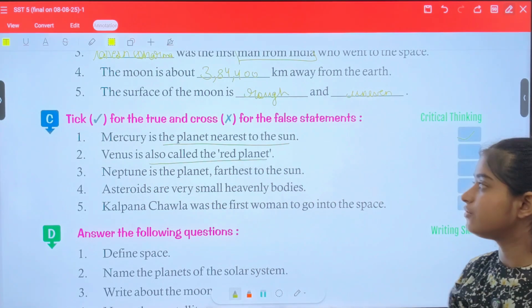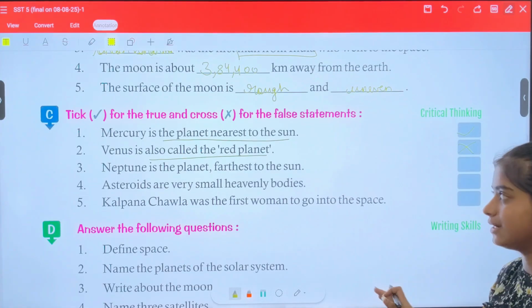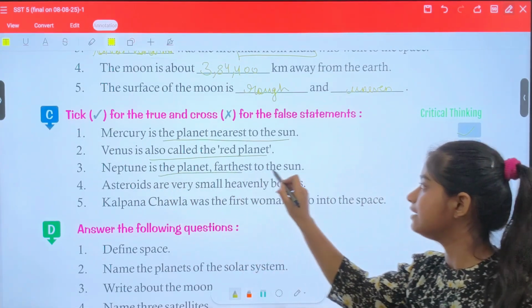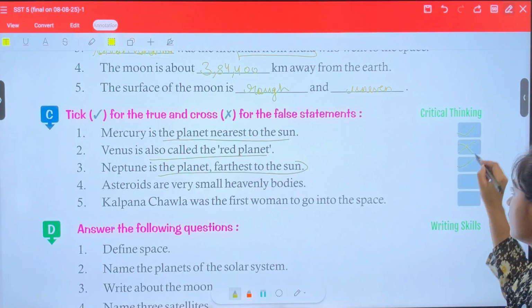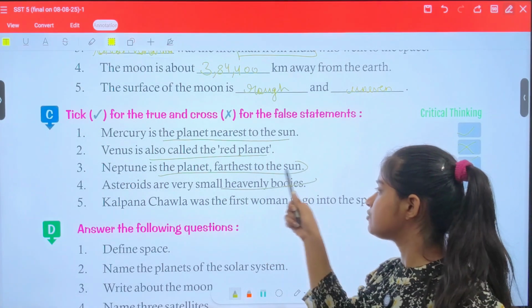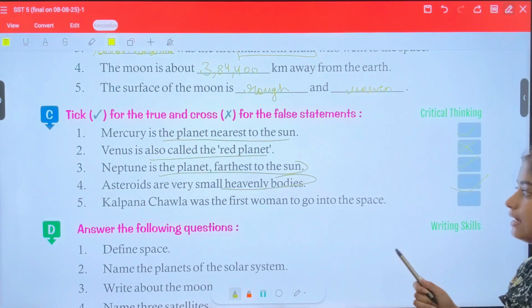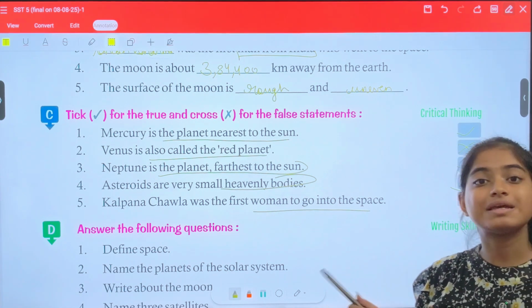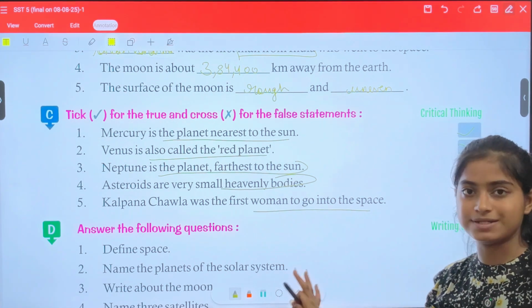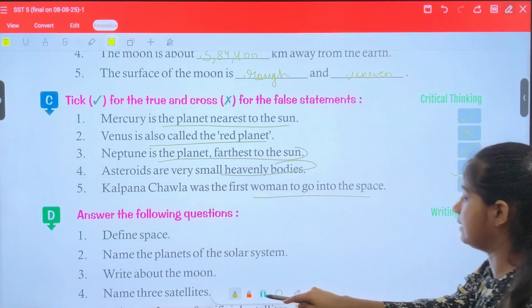Venus is also called the red planet. This is the wrong option. Venus is not a red planet. Neptune is the planet farthest from the Sun. So Uranus, Neptune. Yes, this is the correct answer. Asteroids are very small heavenly bodies. Absolutely correct. Kalpana Chawla was the first woman to go into space. No, Kalpana Chawla was an Indian woman, and they have not mentioned anything about Indian or not. So this is wrong. Clear? This is right.